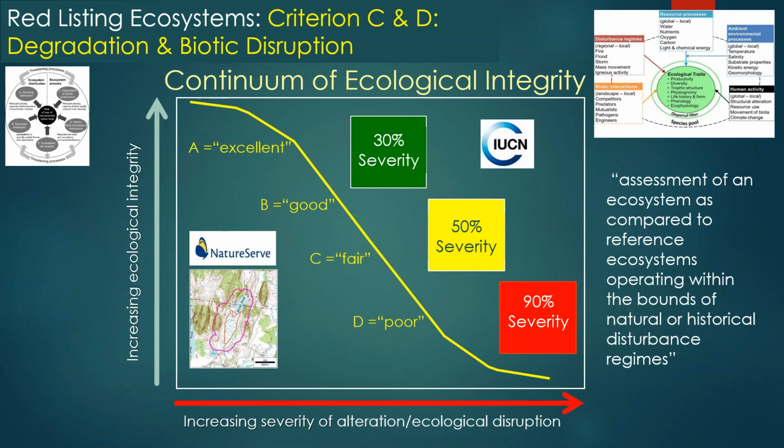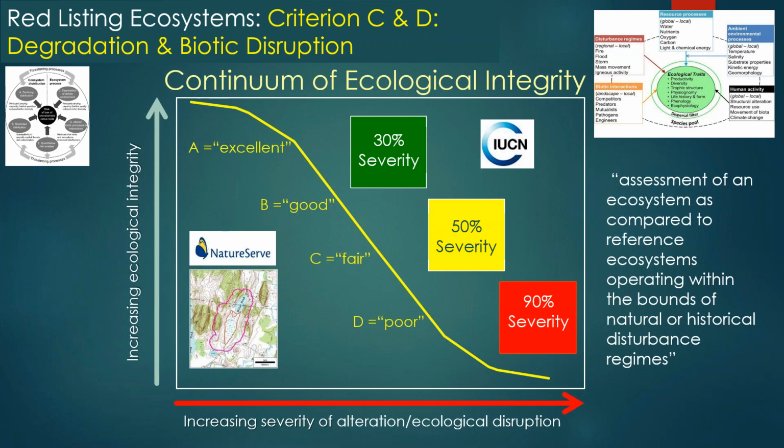So let's think about the proportional severity of this biotic disruption or environmental degradation. That's what we're trying to get at. So is it 30% severity, a relatively limited severity of alteration, versus 50, versus 90% is really severe. So we're trying to look at, what is relevant to measure for a particular ecosystem type? Do we have data that would actually help us get at that? And do we have data that will help us get there from a range-wide perspective?